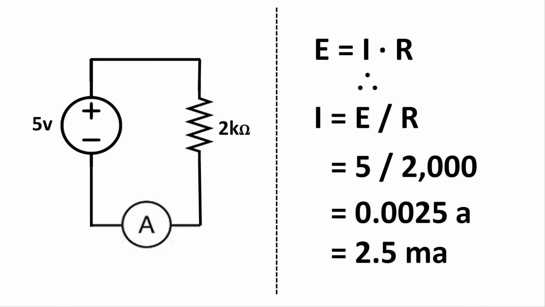Fill in the numbers. 5 volts divided by 2,000 ohms should give us 0.0025 amps, which is the equivalent of 2.5 milliamps. So we should see that on the meter when we try to test this out. So let's see what we get.